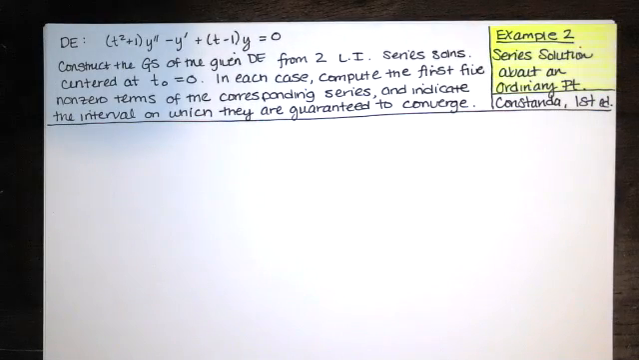In this video, we solve a second order differential equation by finding two linearly independent series solutions centered at t naught equals 0, which is an ordinary point of this differential equation. We're asked to compute the first 5 non-zero terms of the corresponding series and indicate the interval on which they are guaranteed to converge. This is a problem from the Constanda differential equations text.